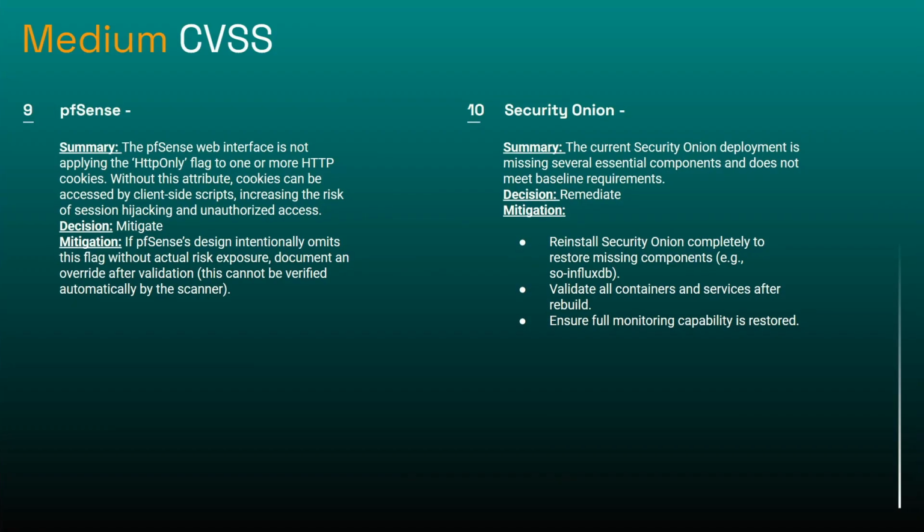With Security Onion, the problem is more about how it's set up. The system is missing key parts like SO InfluxDB. The so-status command shows that several services either fail to deploy or turn on. Even after trying a clean installation, the platform still isn't working as it should. That means Security Onion isn't a reliable capture. It doesn't analyze security events, which really weakens our monitoring capabilities.